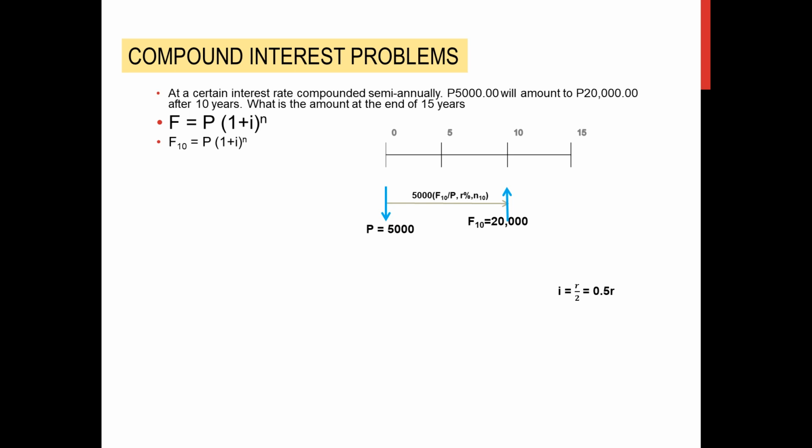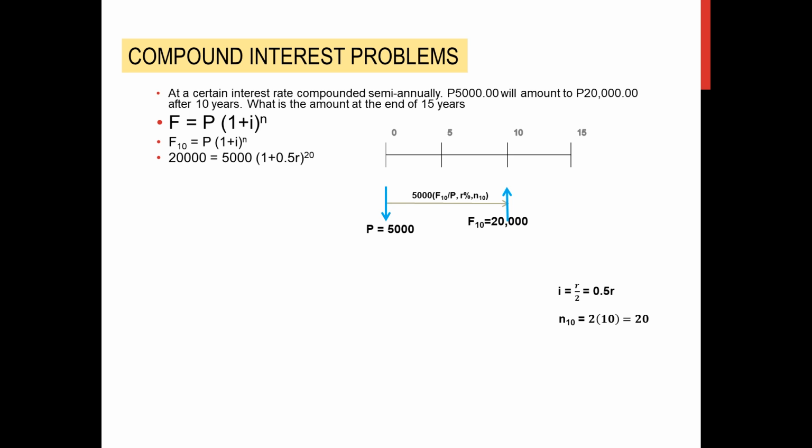wherein i is compounding semi-annually, so that will occur twice a year. So your nominal rate of interest will be divided by 2, or that is 0.5 of R. And the number of interest periods is equal to twice multiplied by 10 years. Okay, so it will occur twice a year times 10, that will be equal to 20.